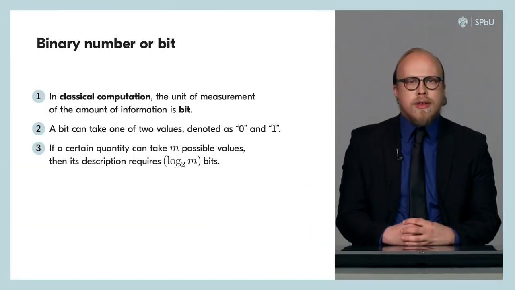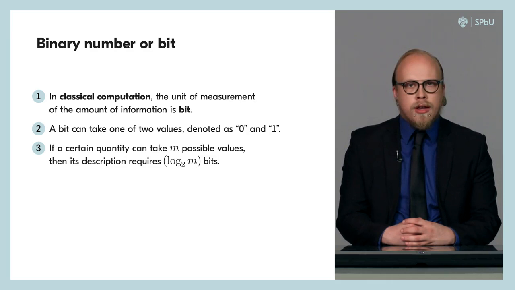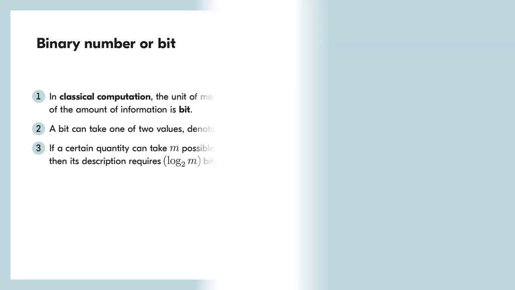It is well known that the unit of information quantity in classical calculations is a bit. One bit can take only one of two values, which are usually denoted as 0 and 1. In this respect, a bit is similar to a coin. If a coin is perfect, it cannot stand on an edge, so when it is tossed up, either a head or a tail will drop out. Thus, if a certain physical object can take only one of two possible values, then a bit of information is required to describe such an object.